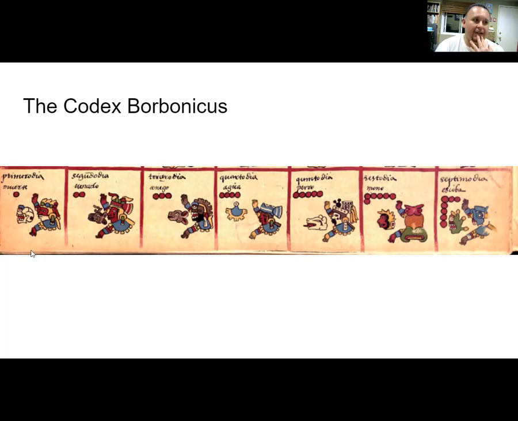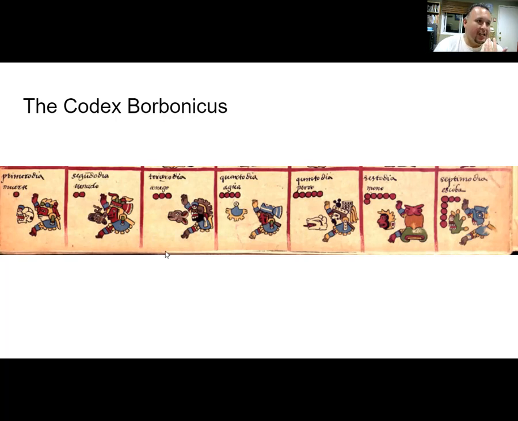Okay, but we have a lot of the Mesoamerican style still in here, which tells us it's probably a copy of a pre-Columbian codice. Okay, or it was somebody who was a writer from before the conquest.